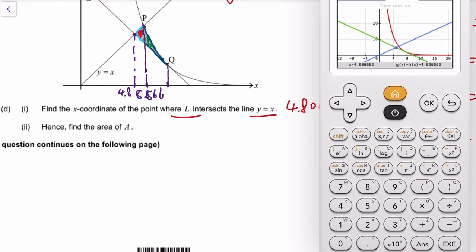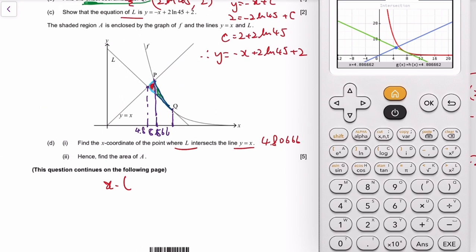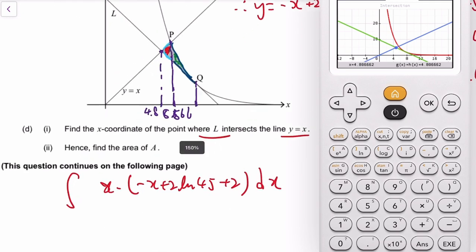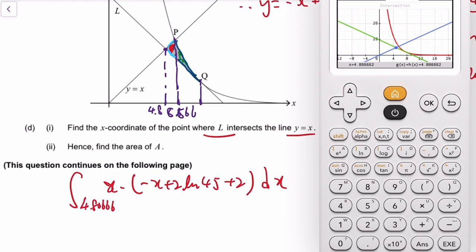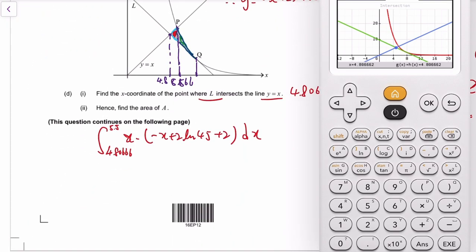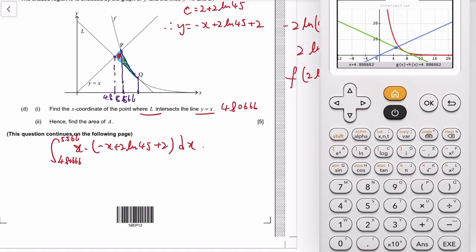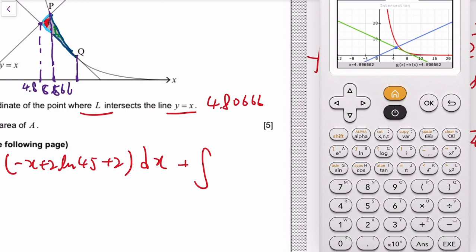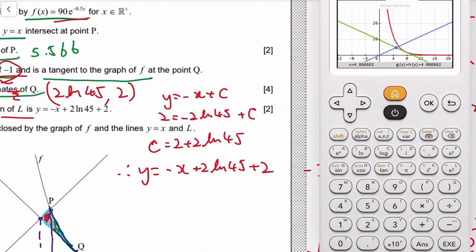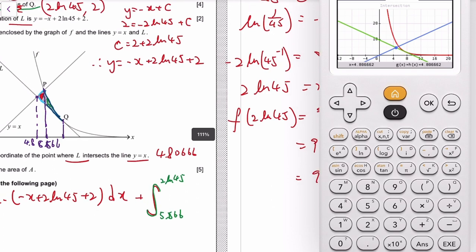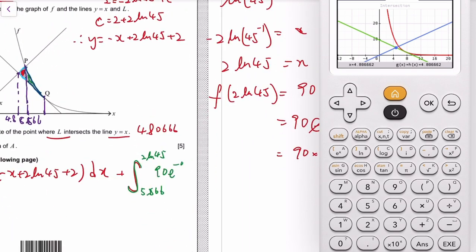Alright, so for the left bit, if you do upper curve minus lower curve, the upper curve would be x minus L. L is negative x plus 2 ln 45 plus 2. And you integrate from the intersection 4.80666 to 5.566, I think. Yeah. Okay, that's the left. Plus the right hand side part, which is 5.566 to 2 ln 45. Right, the x was 2 ln 45 for Q, and then upper curve is the f, which is 90 e to the negative 0.5x, minus the bottom curve, which is L. So it's this.